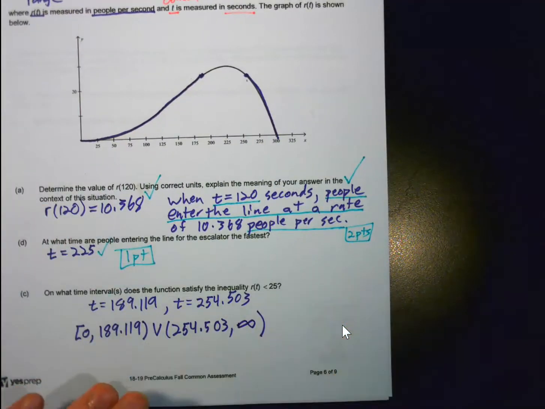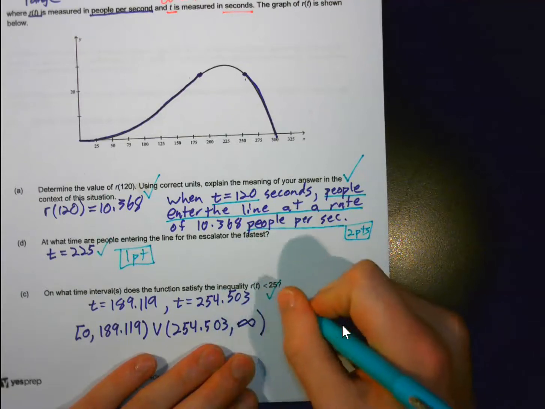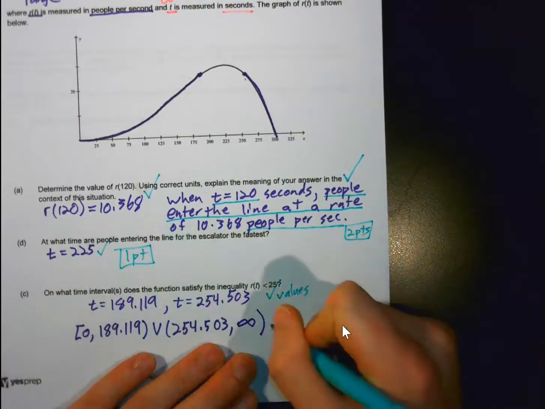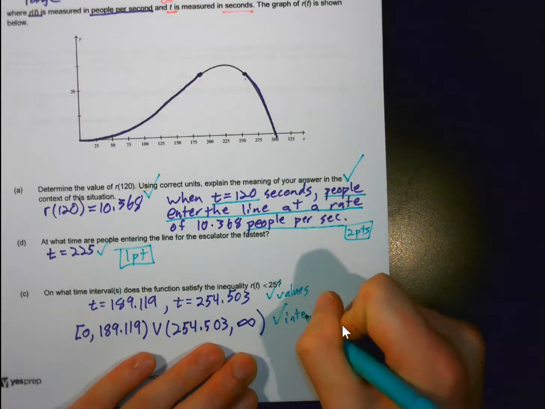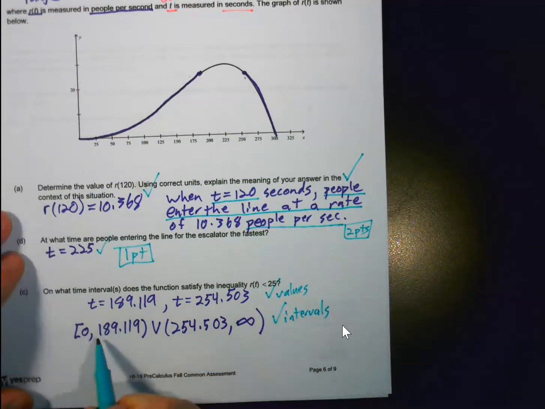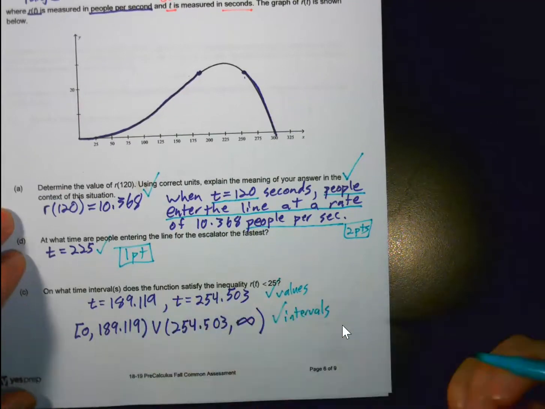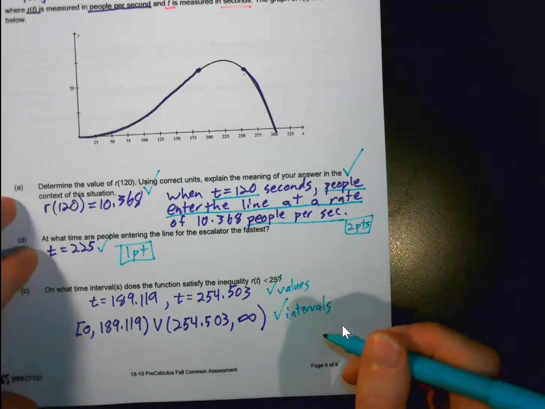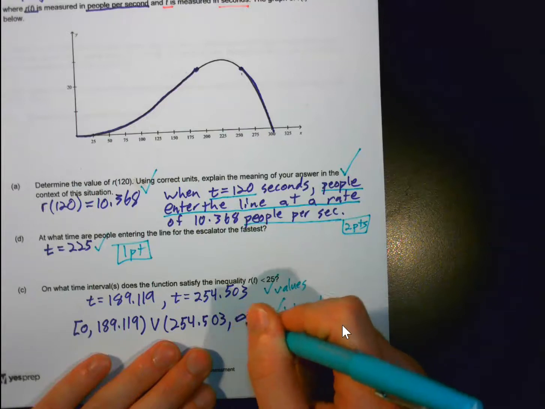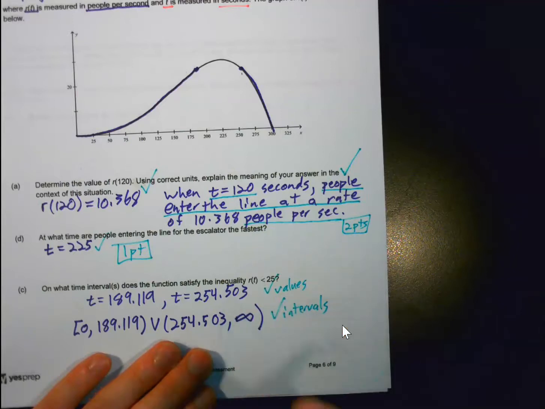So this was actually going to be worth 2 points. 1 point for just did you get the values that were going to be used as the endpoints, and then the other one, did you actually get the intervals correct right there? Okay, so if you had the values, you got the 189.119 and the 254.503, but you didn't get the right interval notation, then you're only going to get 1 point on this. We did accept a 300 here instead of an infinity, although really the infinity is the better answer on this question. But if you put 300 right there, you would have gotten the credit on this.